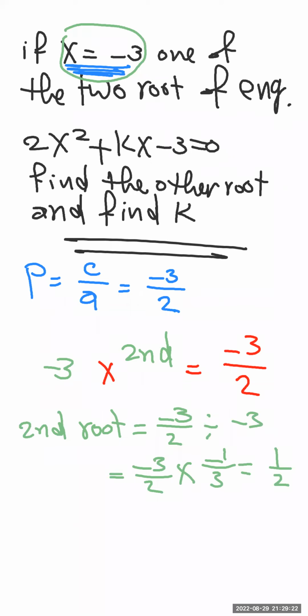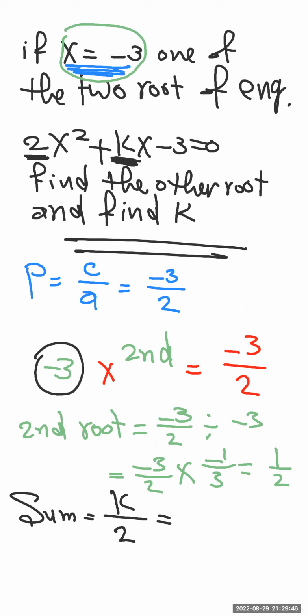Okay. Now it's very simple to get k by using the sum. So the sum equals negative b over a. So k over 2 equals the sum of the two roots, negative 3 and half. First root plus second root, the sum of the two roots. So negative 2 and a half, or in other words, negative 5 over 2. So k will equal negative 5, finished.